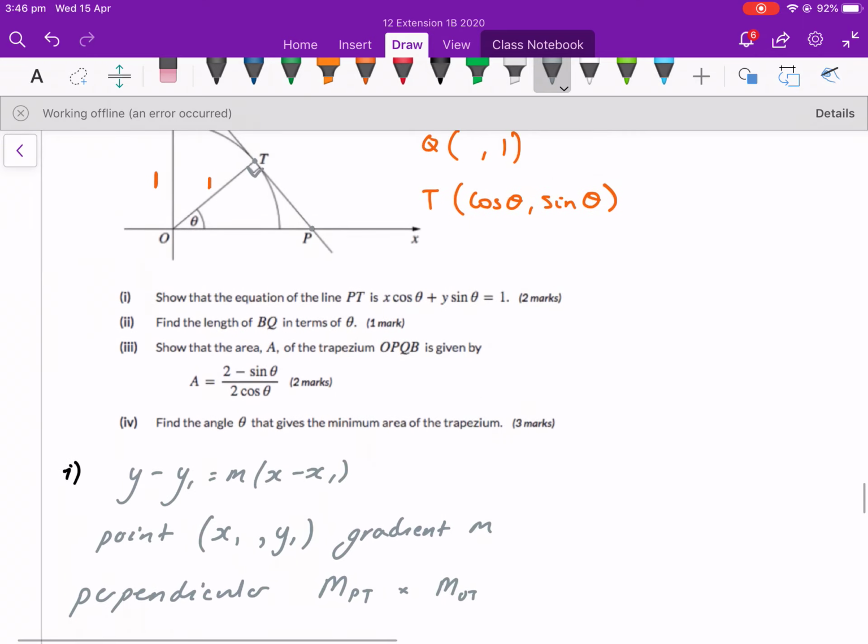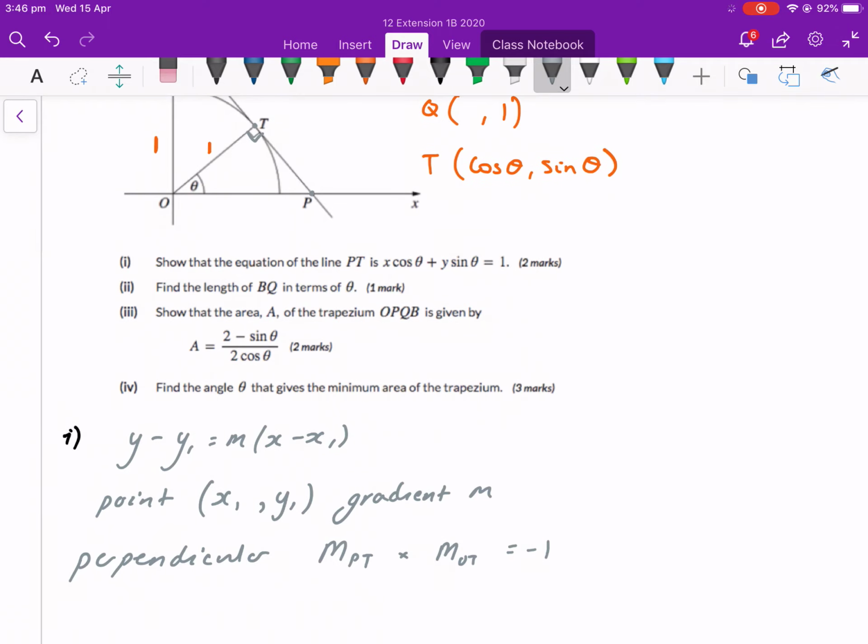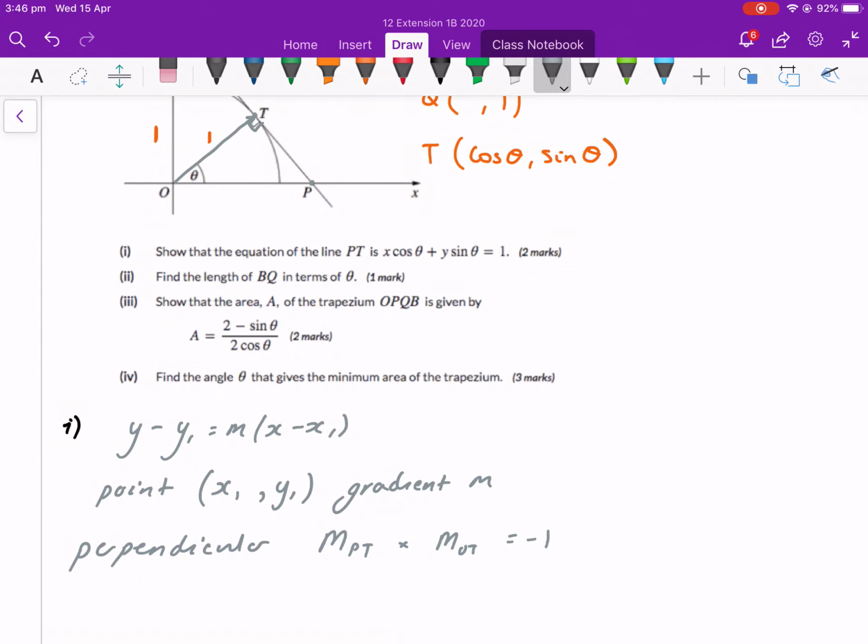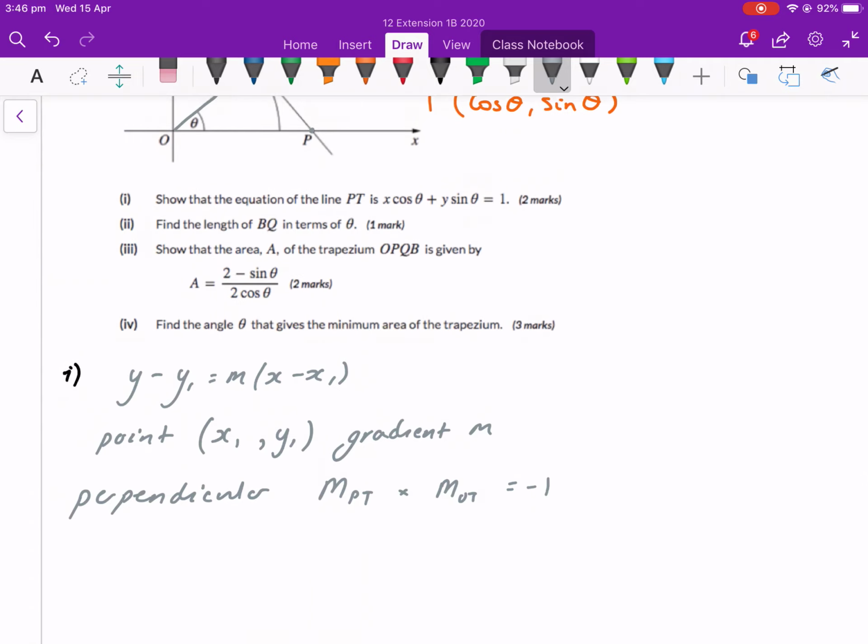So when you multiply those two gradients together, we'll end up with -1. Now, we can find the gradient of OT, this line here, because the gradient of any straight line is simply tan theta, with the positive angle that it makes to the x-axis. So therefore, we say the gradient of PT times tan theta is equal to -1, and therefore the gradient of PT equals -1 on tan theta.